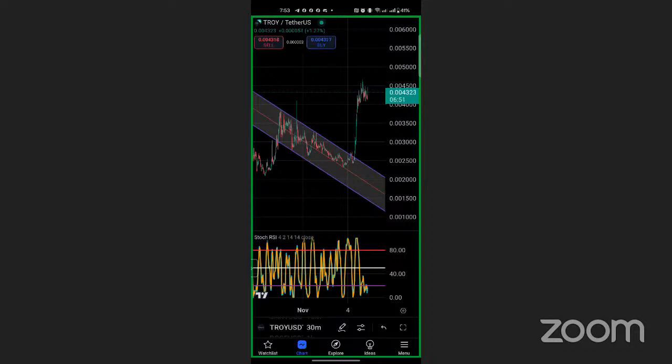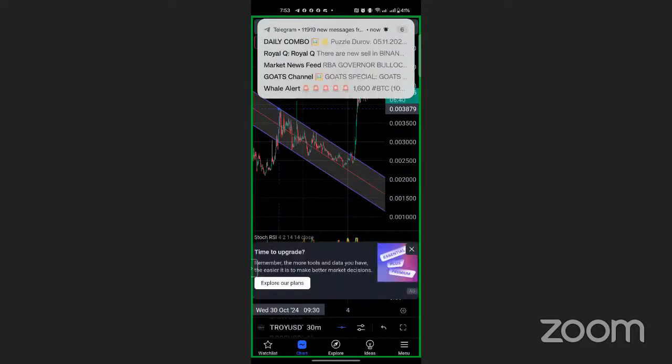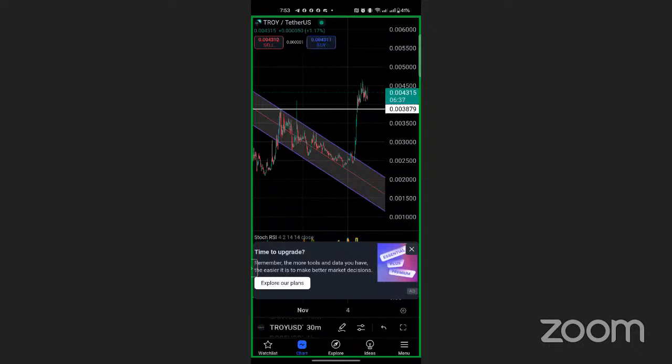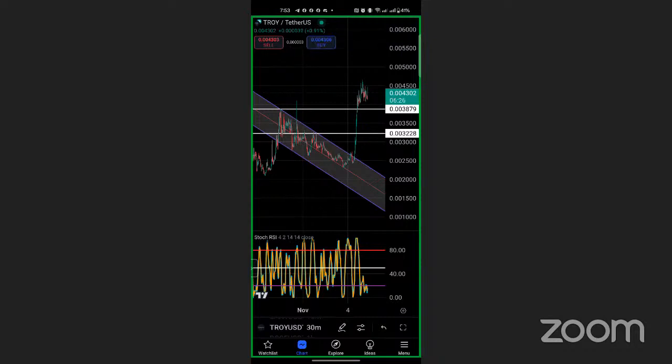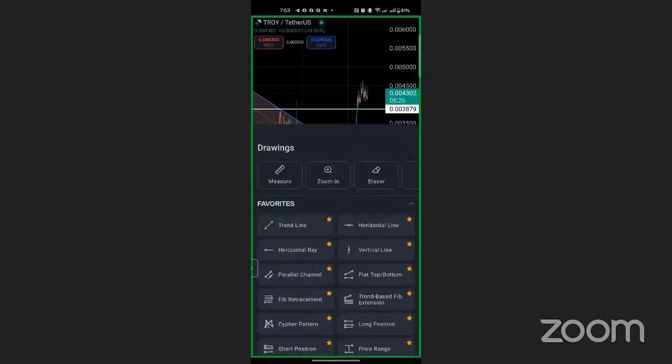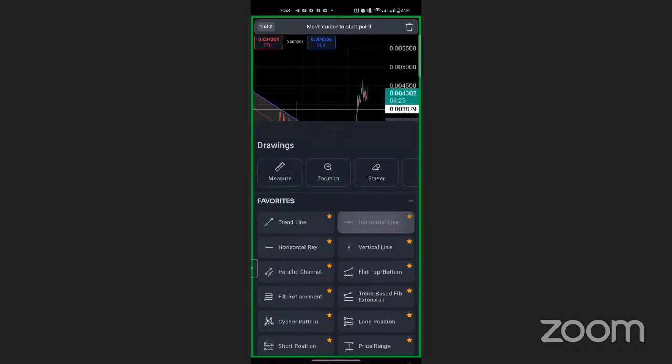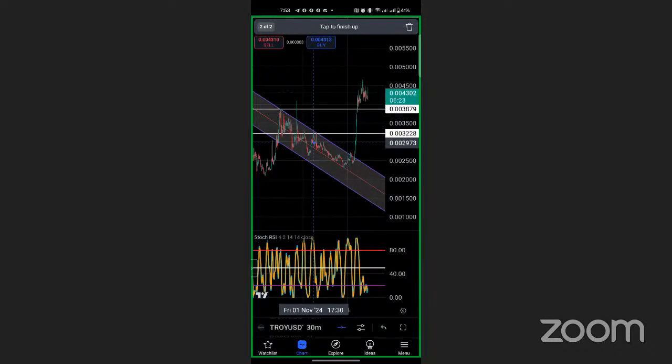Whenever the candle touches your line, you can draw there a horizontal line. So when it touches here, I draw the horizontal line. When it touches every touch point, I draw a horizontal line here.